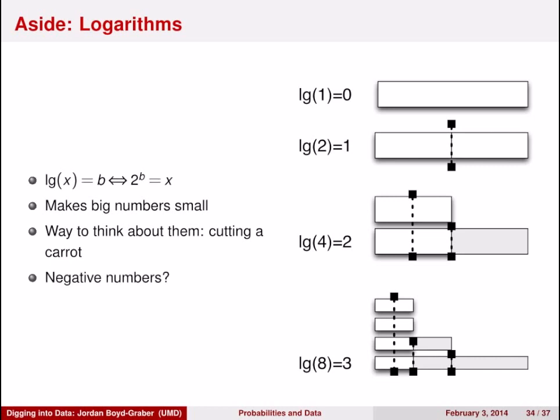Logarithms, however, are not just defined for integers, they're also defined for decimal numbers and for numbers between 0 and 1. However, you cannot get negative pieces of a carrot, and so you cannot take the log of a negative number.